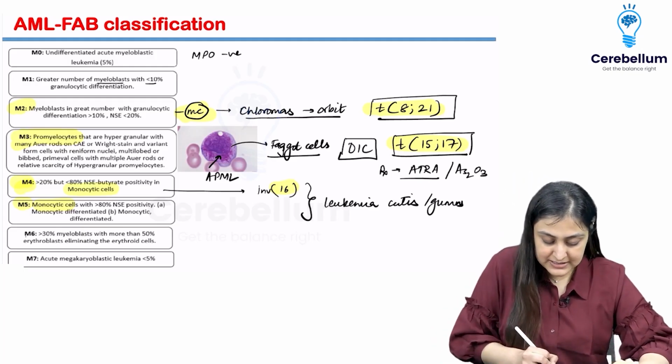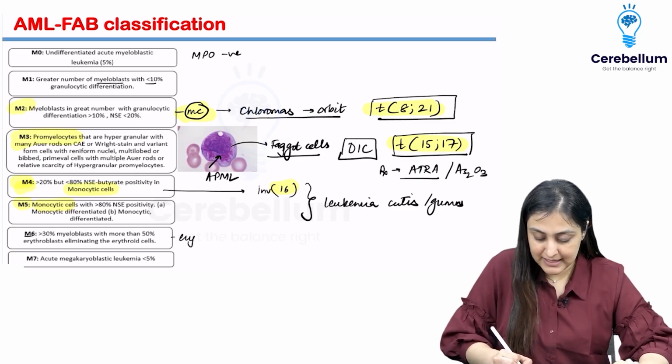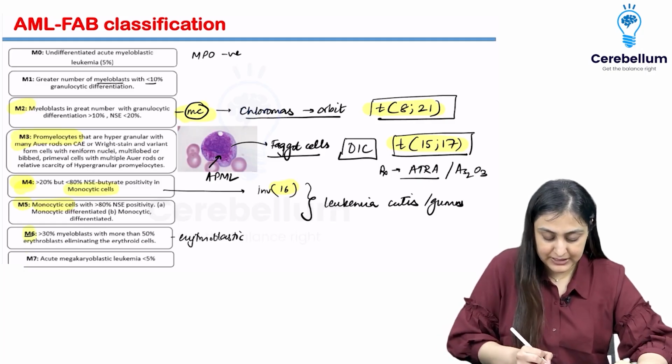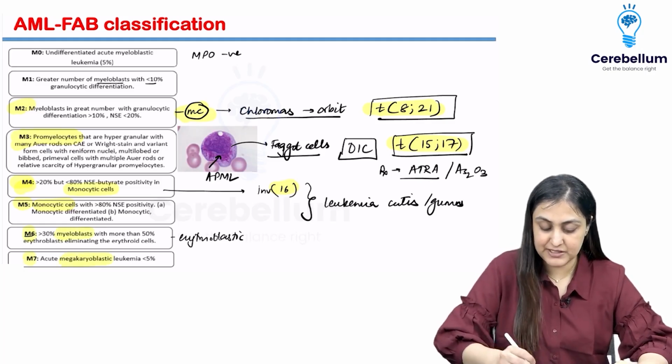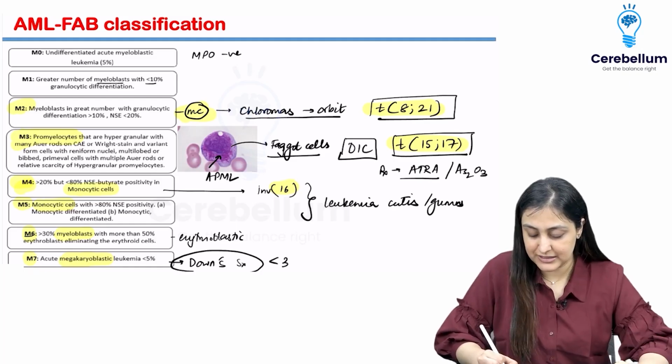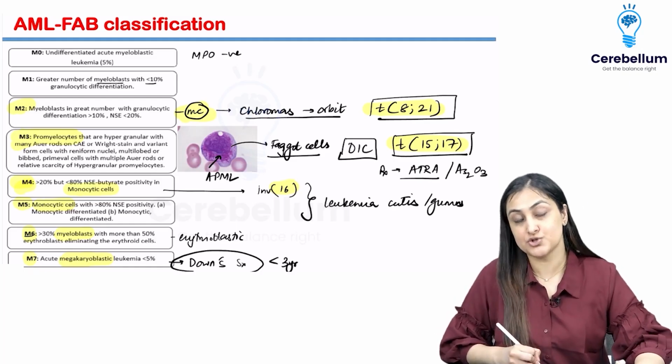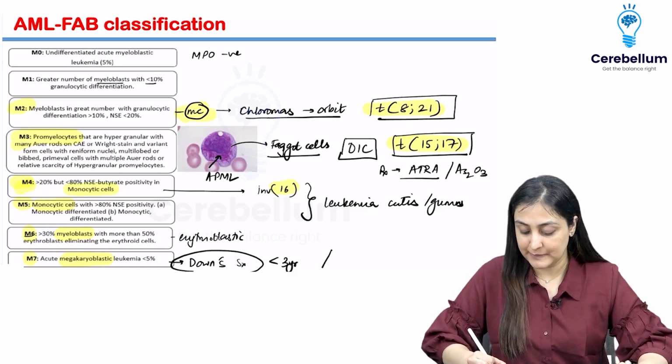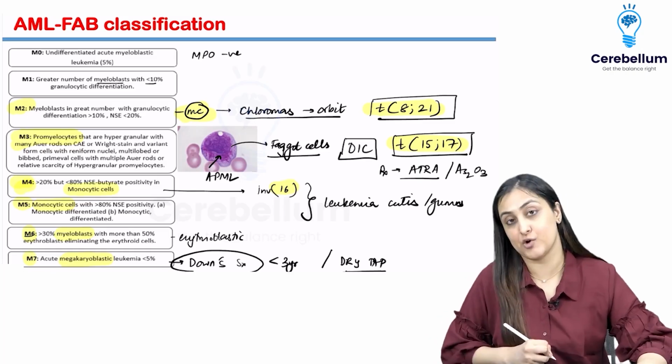As far as M6 is concerned, the only thing is there is erythroblastic differentiation. M7, you want to remember, there is megakaryocytic differentiation. This is the type that is specifically seen in Down syndrome, particularly in children less than 3 years. This is the most common type. Also, you want to remember this is associated with a dry tap because there is fibrosis here.